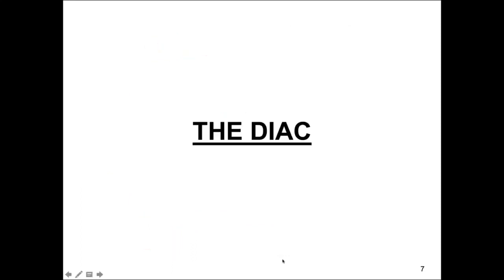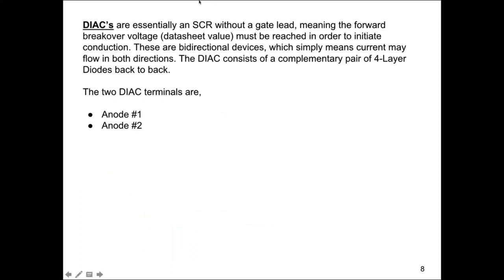Okay, the Diac. The Diacs are, so all these devices are very, very similar, essentially an SCR minus the gate lead, so it must reach the forward breakover voltage, which you can get from the data sheet, in order to initiate forward conduction. These are bidirectional devices, so current can flow in both directions.